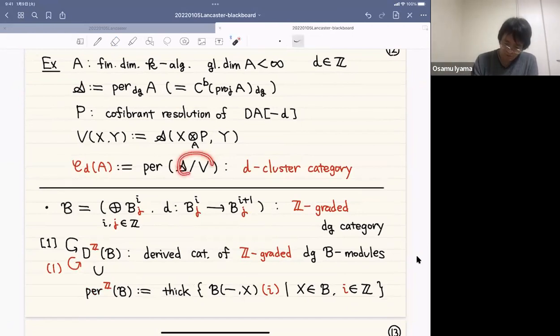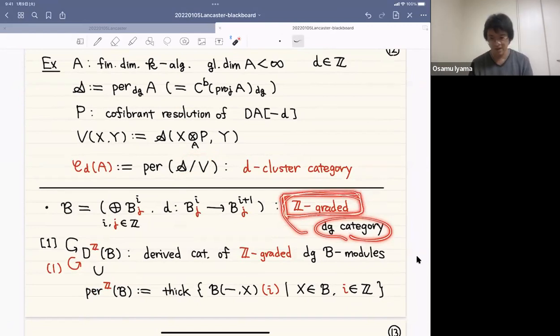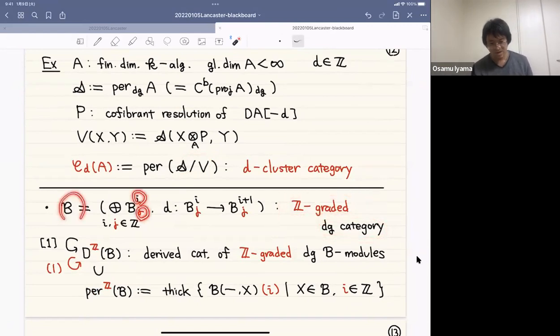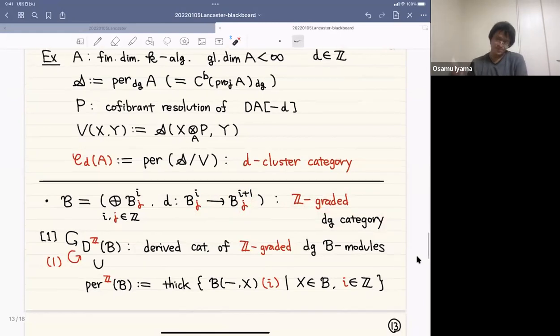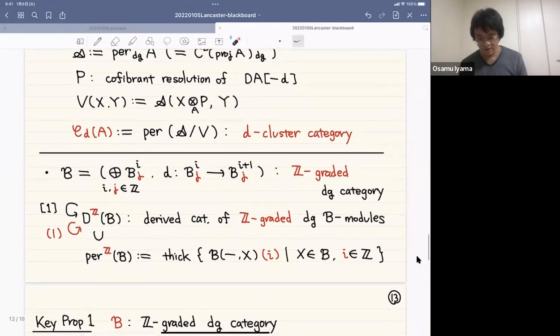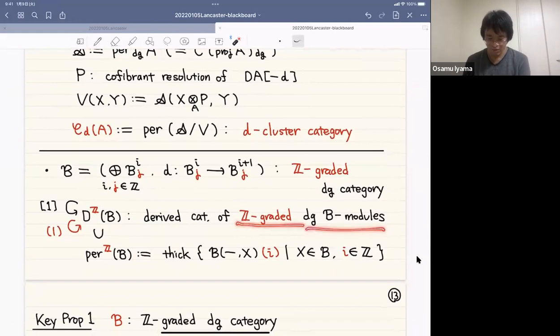So anyway, the DG orbit category has an additional Z grading. So now we consider the opposite construction. Start from a DG category with an additional Z grading. So B has Z² grading, and the differential changes the first degree grading, but it does not affect the second degree. So this is a Z-graded DG category, and for such a category, we can define the Z-graded derived category and the Z-graded perfect derived category as usual, just by considering Z-graded DG modules.